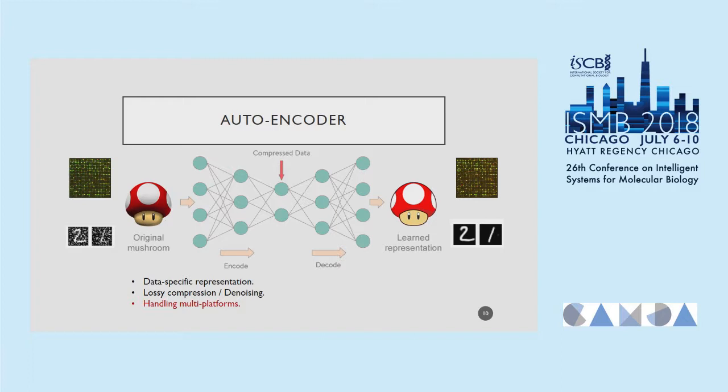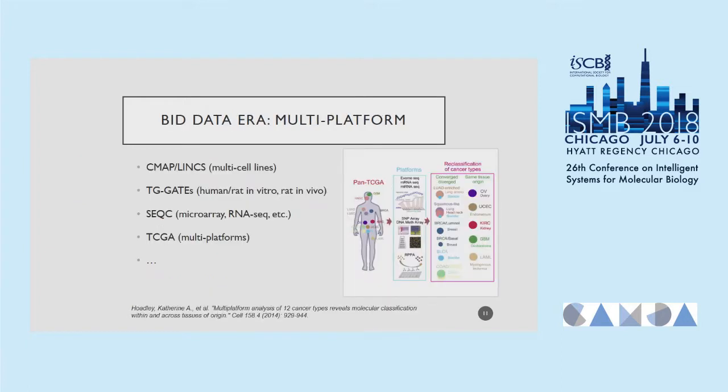The most novelty in my framework is that I use this autoencoder to handle multi-platform data. So let's go into the multi-platform data now. We are dealing with the connectivity map, and we have two different cell lines.